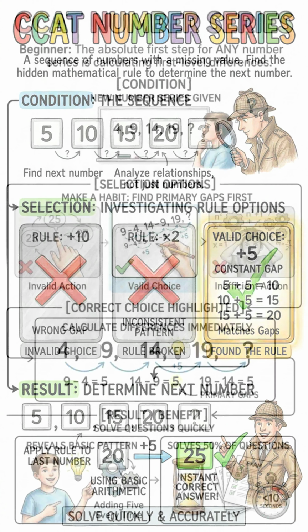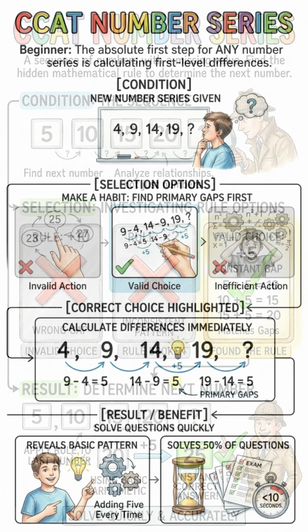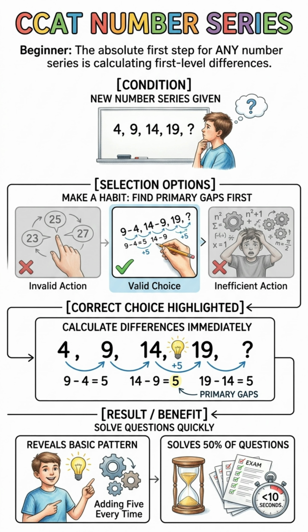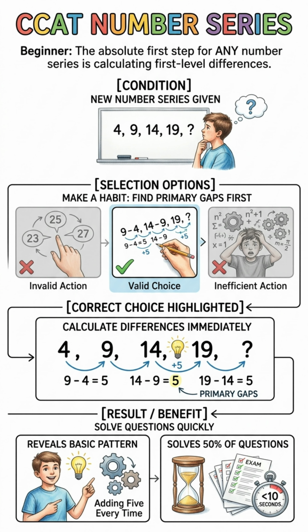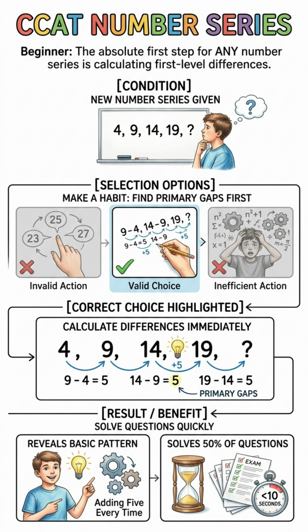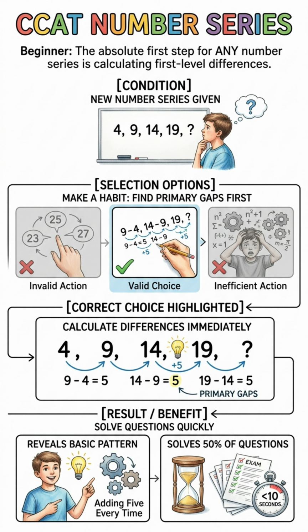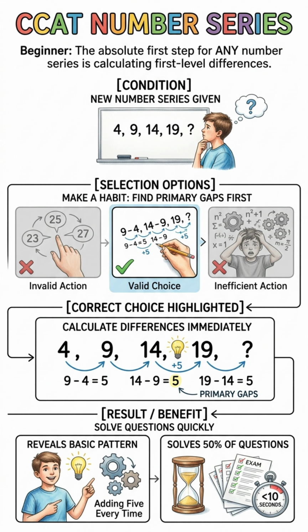The absolute first step you must take with any number series is calculating the first-level differences. You do this by quickly subtracting the first number from the second, the second from the third, and writing those differences down. In many CCAT questions, this simple step will instantly reveal a basic pattern, such as adding 3 every time or subtracting 5 every time. By making a habit of finding these primary gaps immediately, you will solve half of the number series questions in less than 10 seconds.